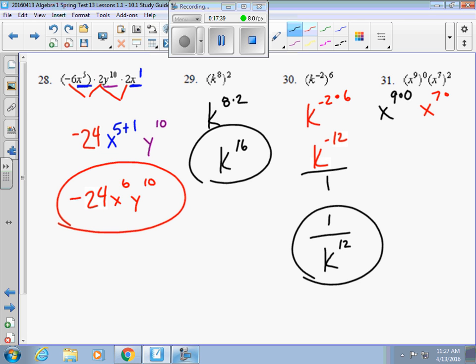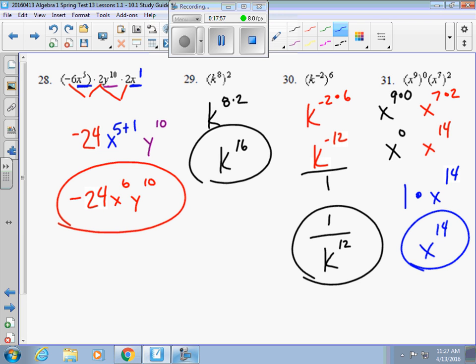x to the ninth to the 0 gives you x to the 0, and x to the 7th to the second means you multiply 7 times 2 and get x to the 14th. Remember, anything to the 0 power is simply 1 times x to the 14th. And there's no reason to write 1 times something. You're left with x to the 14th.